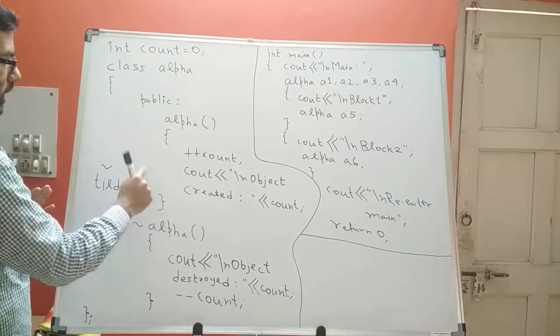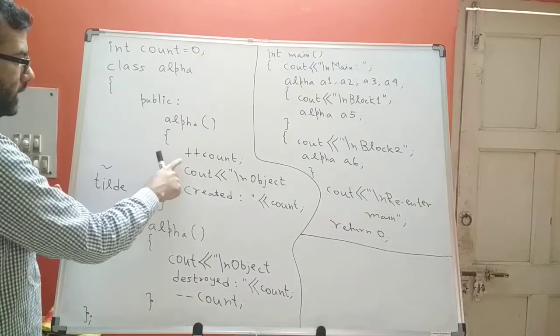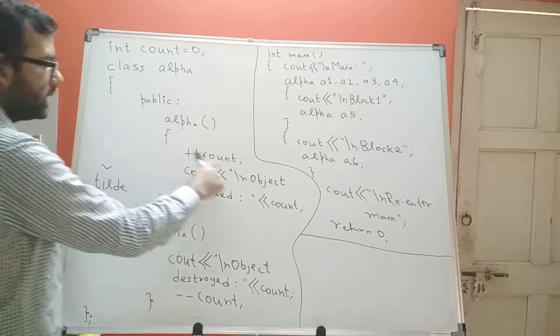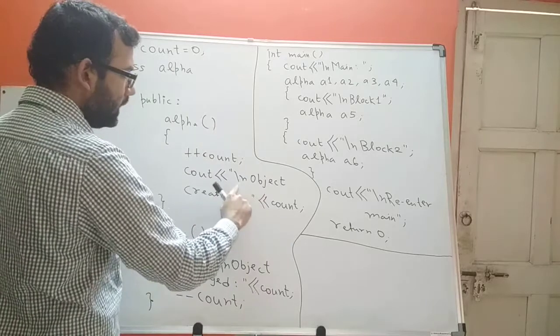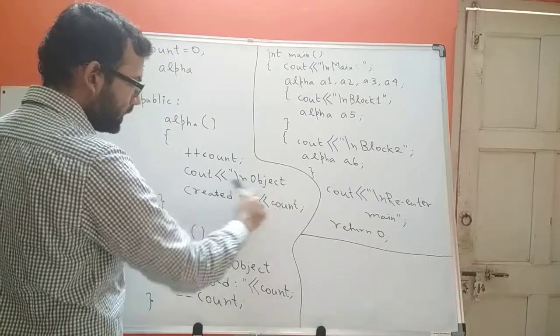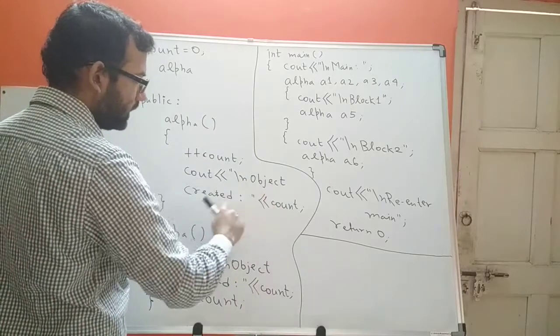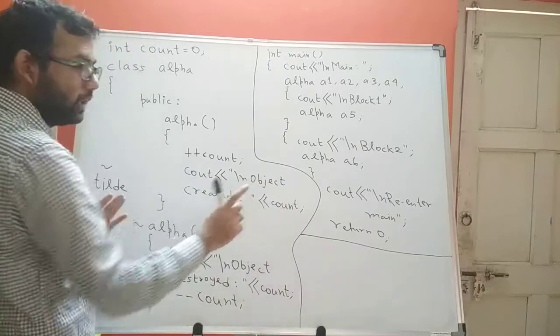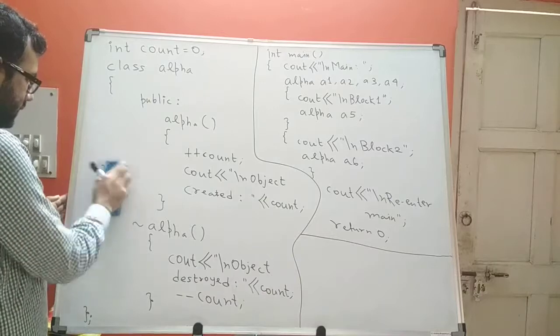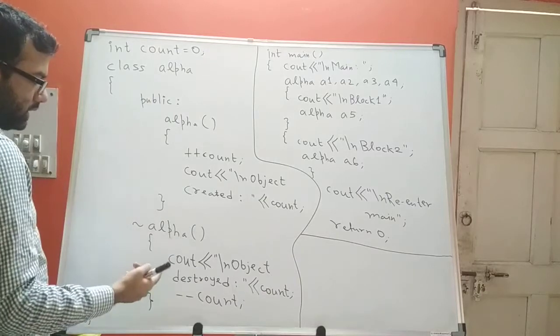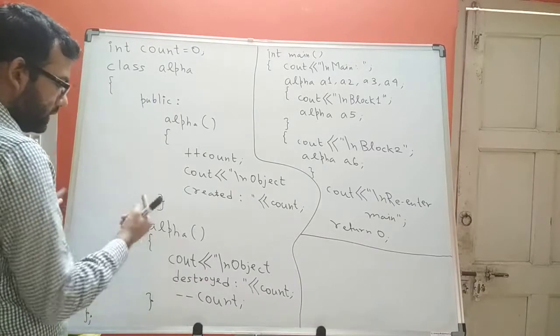Now I have a constructor in my public section. And that constructor, what is it doing? It is simply incrementing the value of this global variable count, and it is also printing a statement that object is created. So it's printing a statement object created, and it is followed by the current value of count. Similarly, you have a destructor. You have a destructor called alpha, obviously, because it has the same name as the class, and it is preceded by tilde.